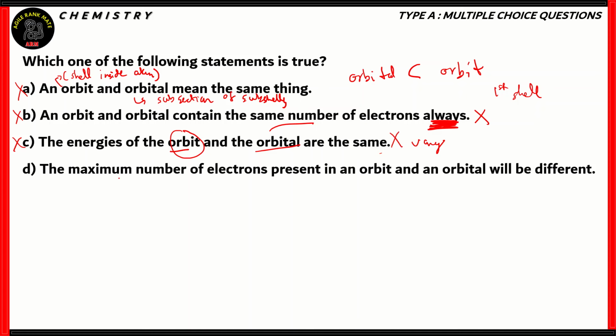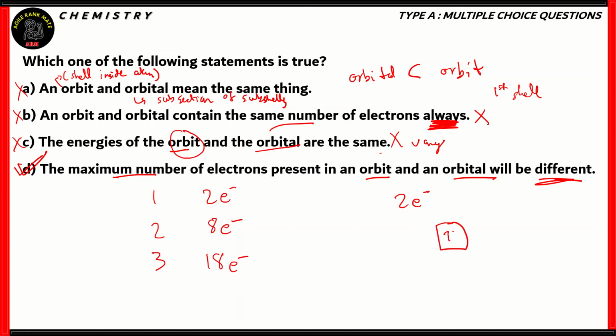The maximum number of electrons present in an orbit and an orbital will be different. This option is correct. The reason being that in the first shell, you'll have 2 electrons. In the second shell, you would have a maximum of 8 electrons, while in the third shell, it can go up to 18 electrons. Whereas for an orbital, it would always be 2 electrons, because an orbital is basically the square where you have oppositely spinning electrons.